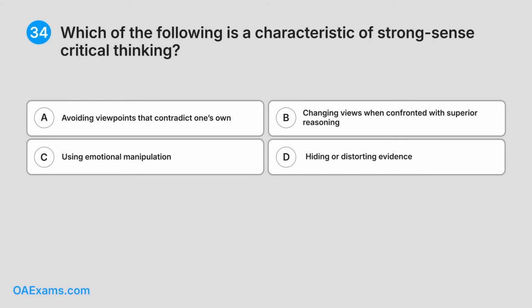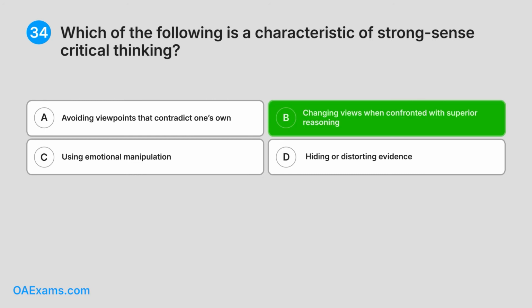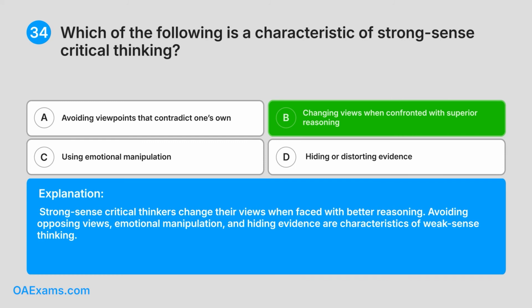Correct answer. B. Changing views when confronted with superior reasoning. Explanation. Strong sense critical thinkers change their views when faced with better reasoning. Avoiding opposing views, emotional manipulation, and hiding evidence are characteristics of weak sense thinking.